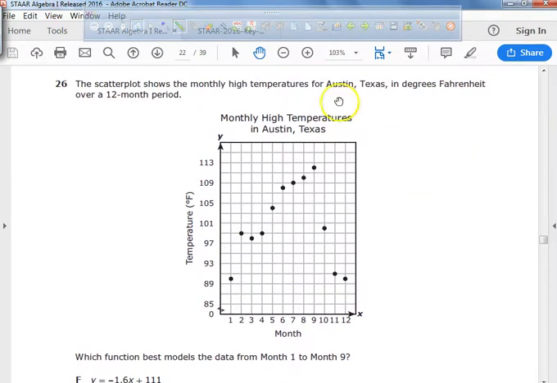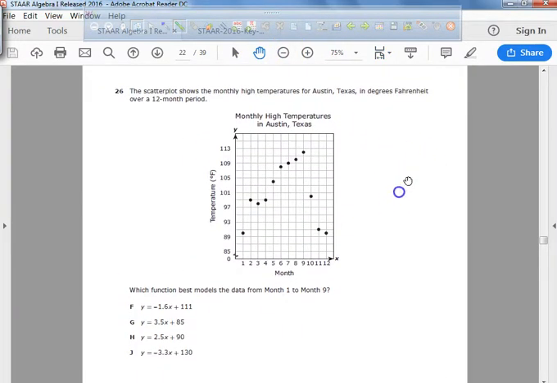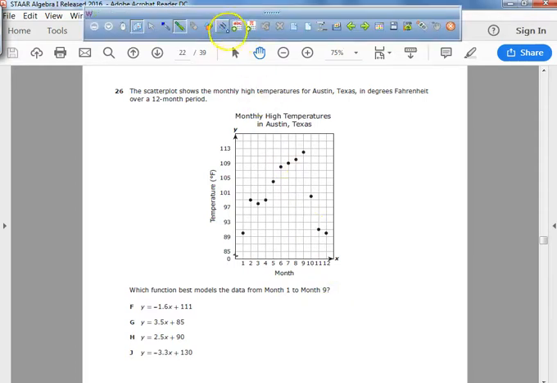Okay? So I'm going to zoom out just a bit. We have a scatter plot. It says, the scatter plot shows the monthly high temperatures for Austin, Texas in degrees Fahrenheit over a 12-month period. Which function best models the data from month 1 to month 9? So where are you going to go from? 1 to 9. I want you guys to do this on your paper.